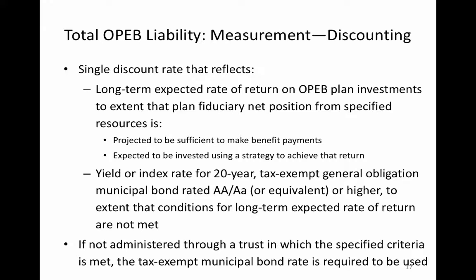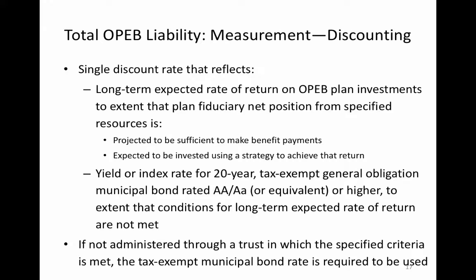Now, the way they will figure out which of those rates they're going to apply to which years will require a government to, in addition to projecting what the benefit payments are going to be in every year going forward, project how much the fiduciary net position of the plan will be, and compare those two numbers. As long as the amount of fiduciary net position exceeds the benefit payments, they will discount those benefit payments using the long-term expected rate of return, which for most governments these days tends to be 7 to 7.5%, whereas the rate for a municipal bond of this type right now is probably in the range of 3% or less.